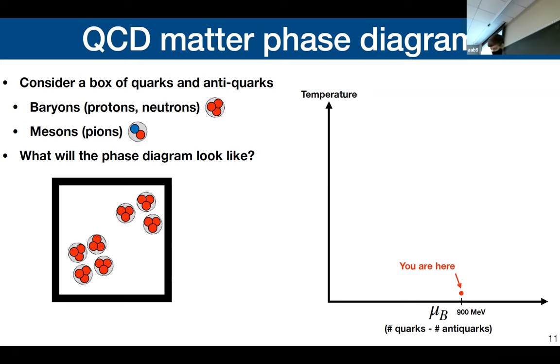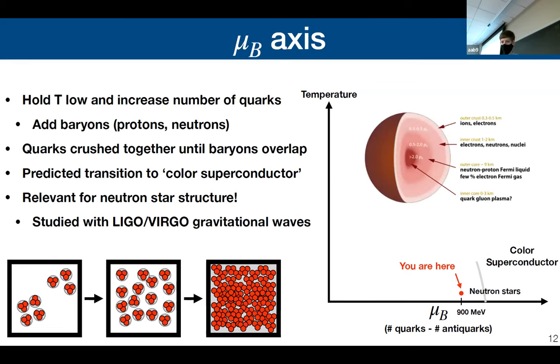But now I'm going to ask, what happens if we study the two axes of the diagram? Let's keep temperature low and move along the mu b axis over here. In order to do this, we hold the temperature low and increase the number of quarks in our box, which is shown on this plot on the left. We keep adding baryons, which are quarks, without adding anti-quarks, so that increases mu b, and we move along the x-axis. Eventually, you'll get to a point where the quarks are crushed together so much that the baryons touch each other.